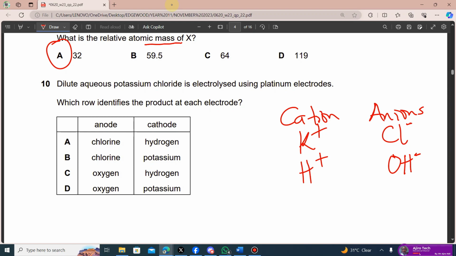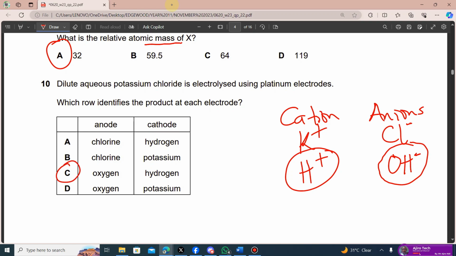Now remember, for dilute aqueous solutions of very reactive metals, hydrogen goes to the cathode, hydroxide goes to the anode to form oxygen gas. So hydrogen at the cathode, oxygen at the anode. So that's the principle involved there.